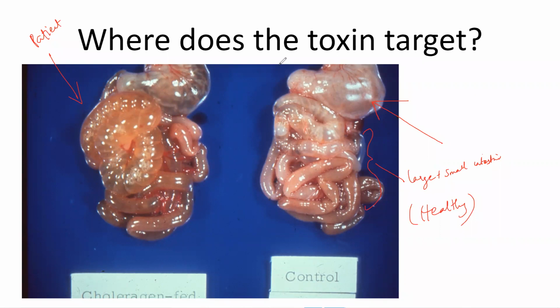You are right. It is the intestine, and not the large intestine, but the small intestine. The small intestine has swollen and it looks larger than the large intestine. That means something is happening. The cholera bacteria is doing something to the intestine of the person, because of which it is swelling.